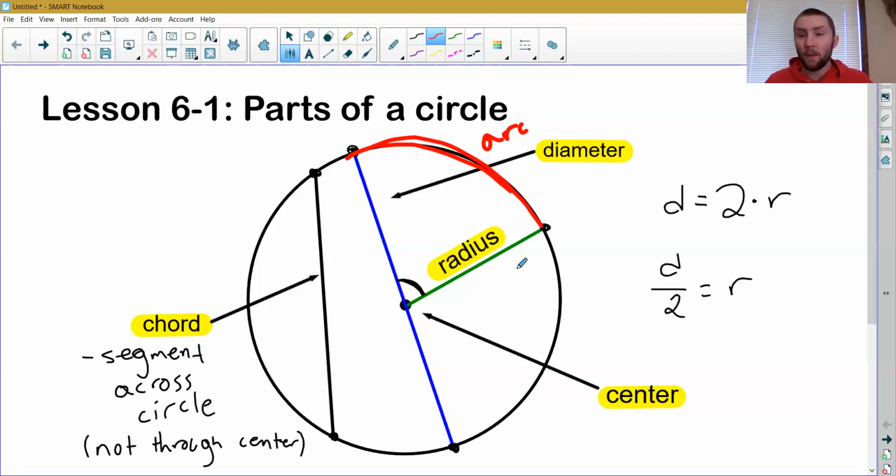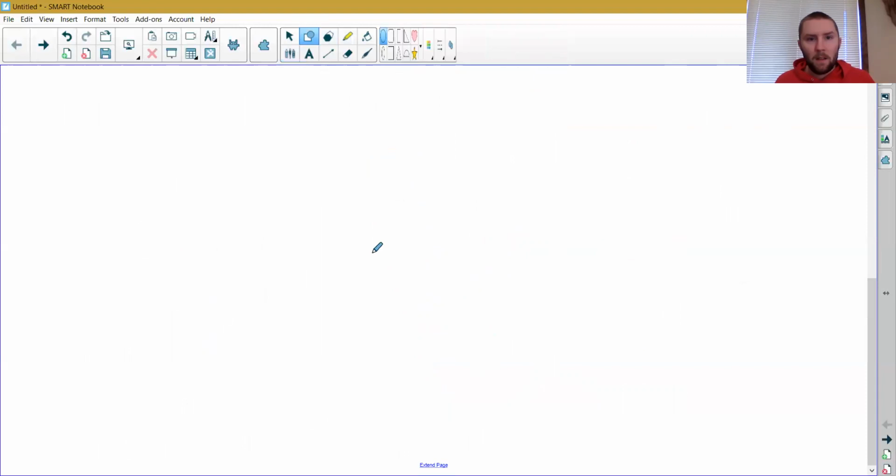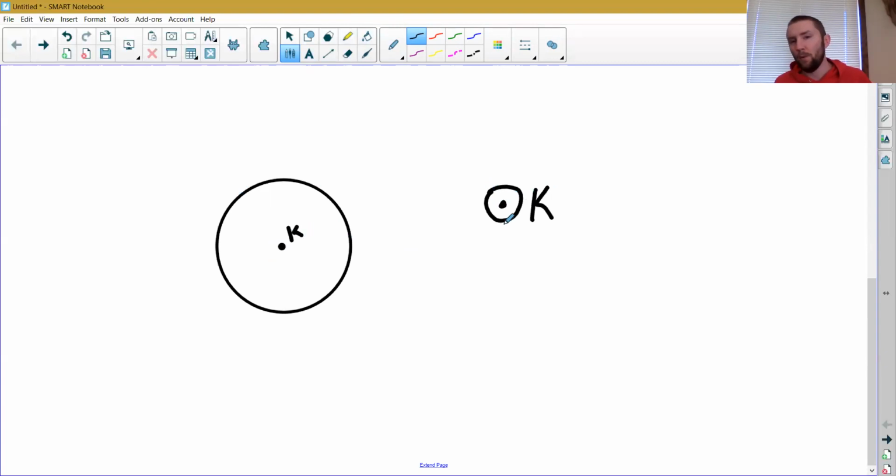The other thing that I should mention before we go is when we have a circle, we normally name that circle by its center point. So for example, if I have a circle here, and this is my center point right there. If the center point is, let's say, point K, then I would draw a circle symbol with a dot in the middle, and I would say circle K. I know it looks like OK, but this would be our notation for a circle.